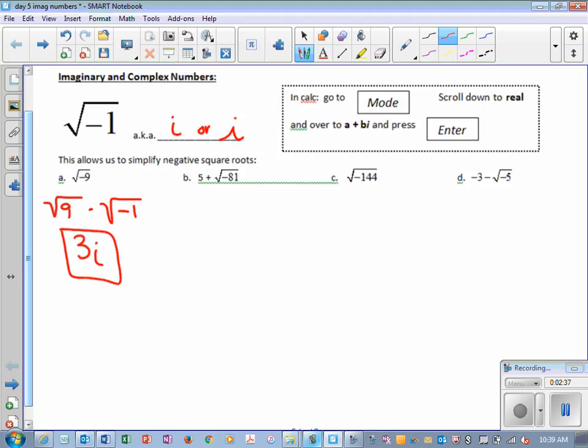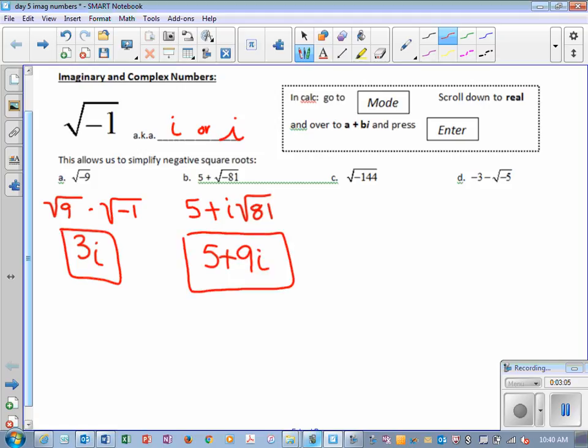Does that make sense? So, this one should be 5 plus, oh, it says square root of -81, so it should be i root 81. Do you agree? So what's the square root of 81? Yeah. 5 plus 9i. There we go. The 5 plus doesn't change because that's your real number, right? Can you combine those? Can you add an imaginary and a real together? No, right?